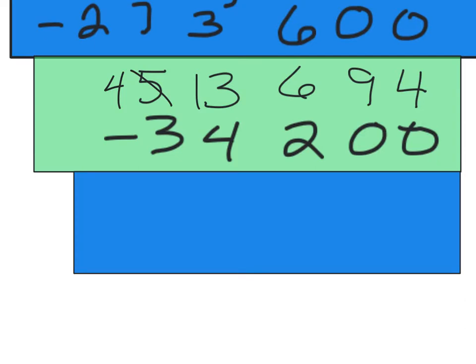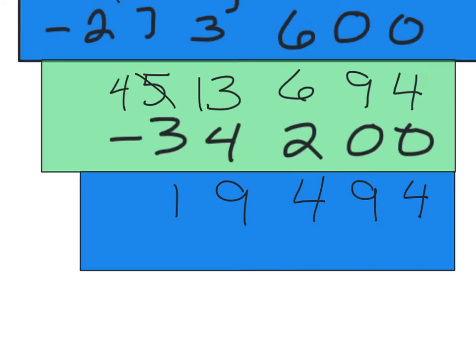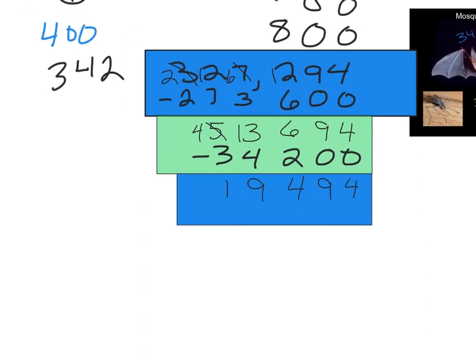And now I get 4 minus 0 will give me 4. 9 minus 0 will give me 9. 6 minus 2 will give me 4. 13 minus 4 is going to give me 9. And 4 minus 3 will give me 1 right there. And now, once again, I'm looking at the 342. And it will not fit into 194.